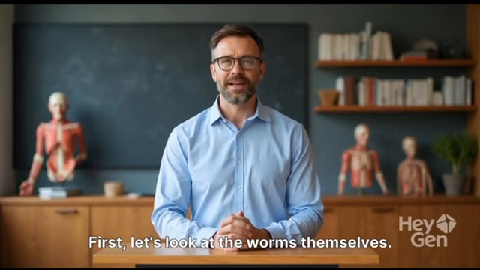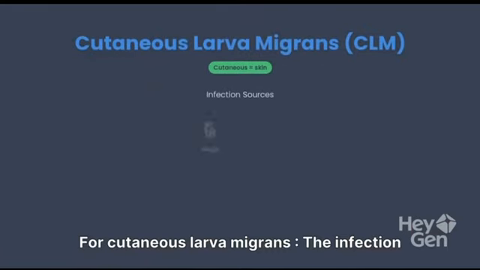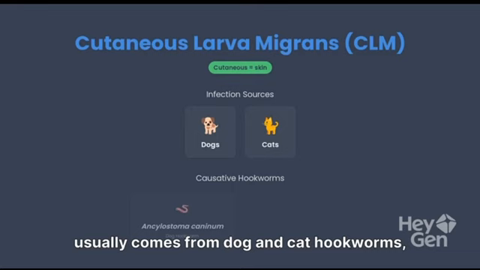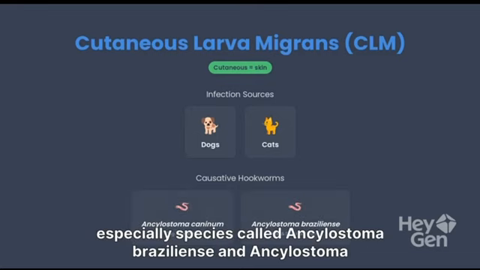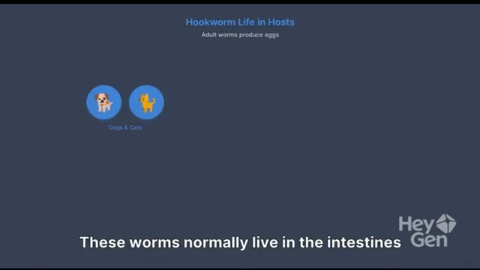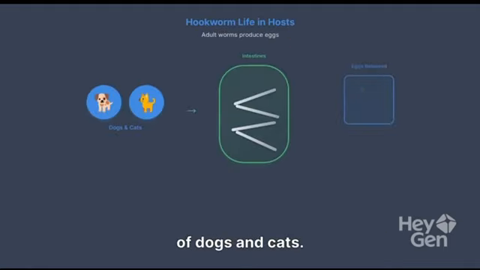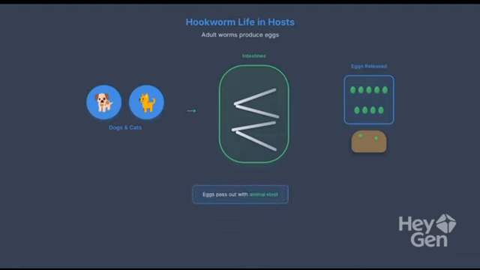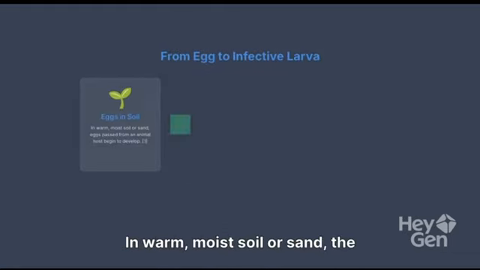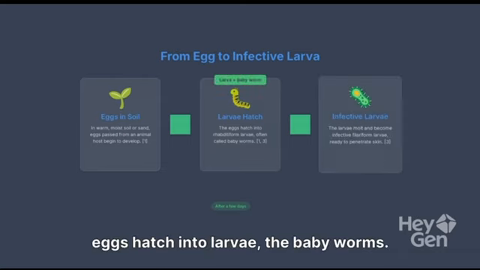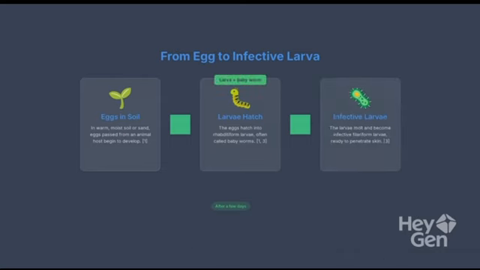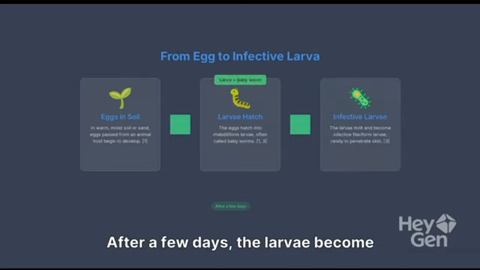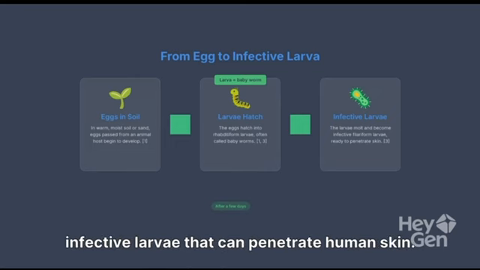Let's look at the worms themselves. For cutaneous larva migrans, the infection usually comes from dog and cat hookworms, especially species called Ancylostoma braziliense and Ancylostoma caninum. These worms normally live in the intestines of dogs and cats. The adult worms lay eggs that pass out with the animal's stool. In warm, moist soil or sand, the eggs hatch into larvae, the baby worms. After a few days, the larvae become infective larvae that can penetrate human skin.